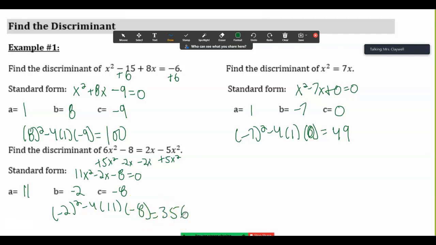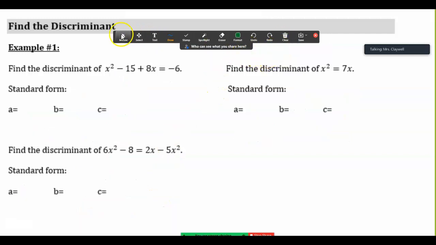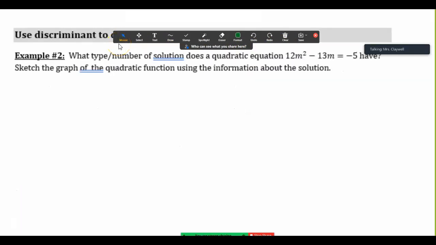So this is just how we find the discriminant. These 3 examples just helped us find the discriminant. Flip to the back page of your notes. It wants to know the number and type of solutions and then potentially sketch a graph of it. So first let's get it in standard form. I can move that 5 to the other side.